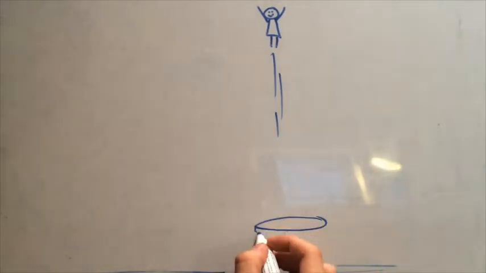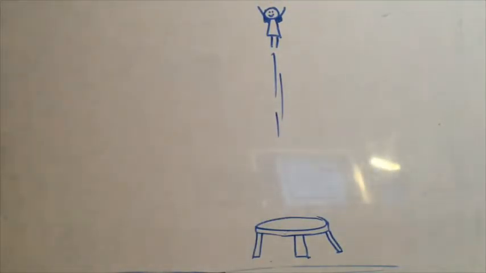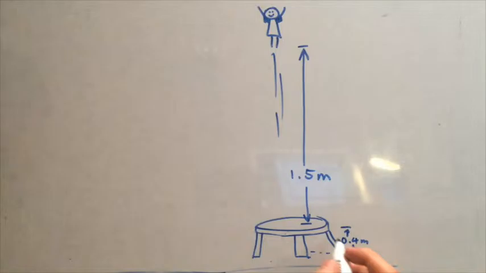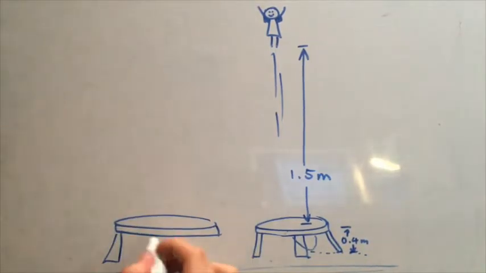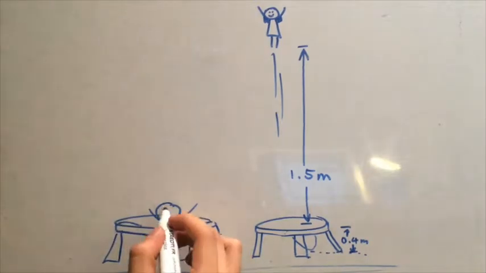Christine is bouncing on her trampoline. At her maximum bounce height, the bottom of her feet are 1.5 meters above the level of the unstretched trampoline surface. At the lowest point of her bounce, the bottom of her feet are 0.5 meters below the unstretched level of the trampoline surface. She also weighs 48 kilograms.